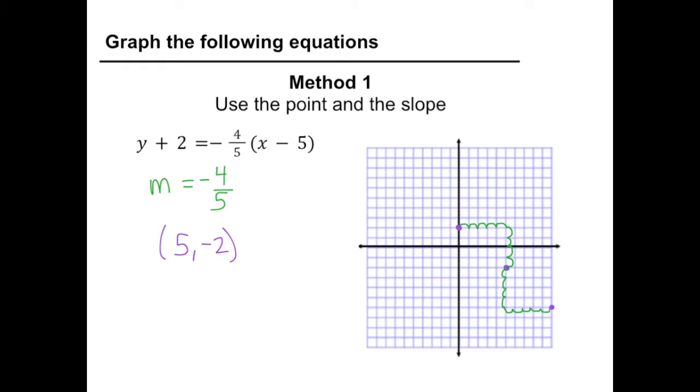And I can do that one more time to get another point, and actually go up one more time, up 4 and to the right 5, to get 2 more points before connecting them with a line. So that is the graph for the equation y plus 2 equals -4/5 times x minus 5.